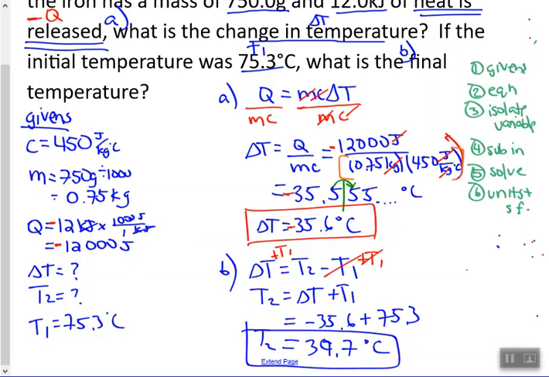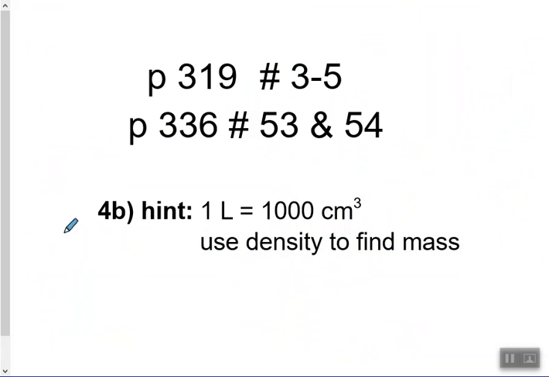All right. You are ready for your assignment. So page 319, 3 to 5, and page 336, number 53 and 54. Just a hint for 4B. I get a lot of questions with this one. 1 liter is 1,000 centimeters cubed. You use your density to find your mass. Do unit analysis to find your mass. So play the unit canceling game. All right. That is your hint for 4B.